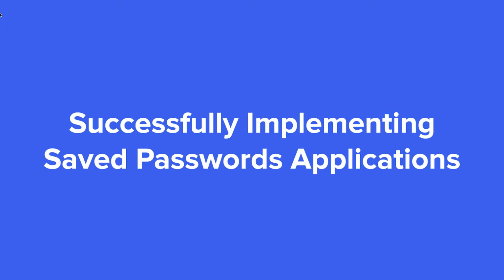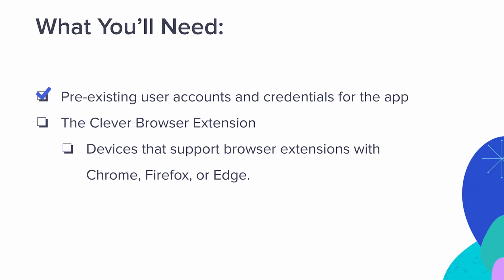So, what do you need in order to successfully set up your Saved Passwords apps? For one, since rostering data and user accounts are not synced to the app by Clever, all accounts must be created within the application in advance, and user login credentials need to be manually set by the district admin or by the user themselves. Clever will then securely store these credentials so district users are logged into the applications automatically via single sign-on through Clever.